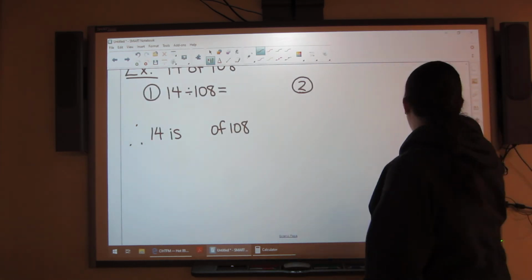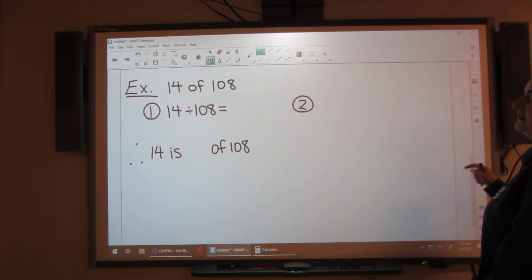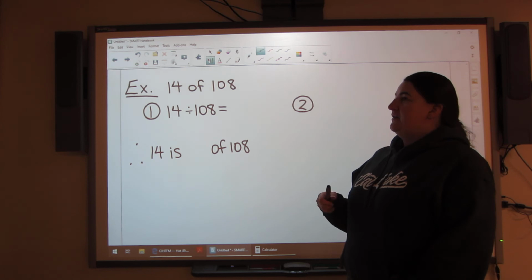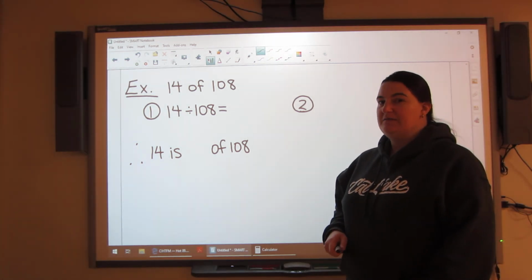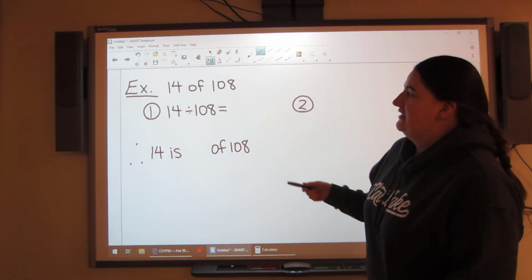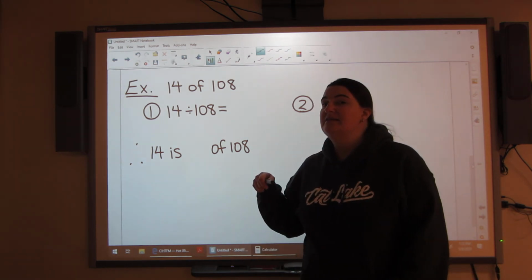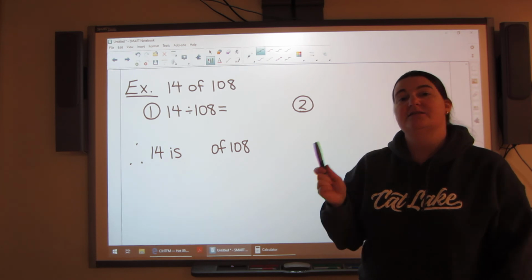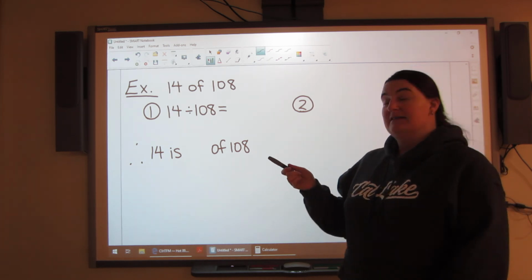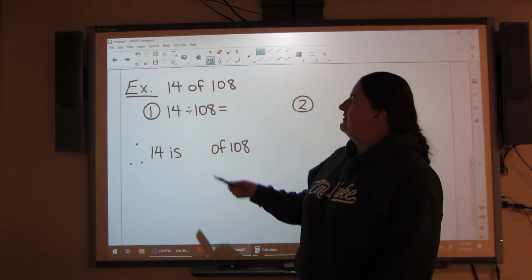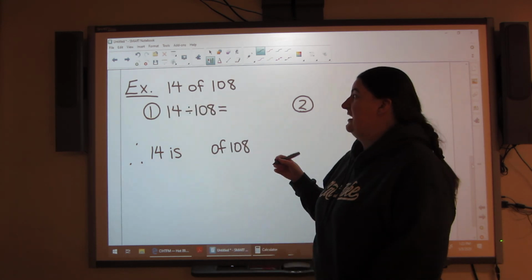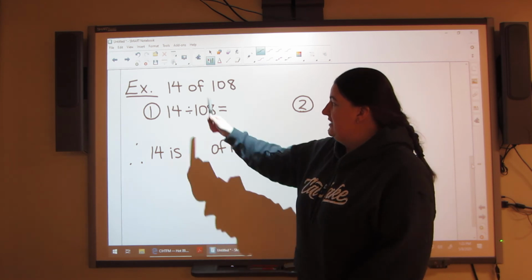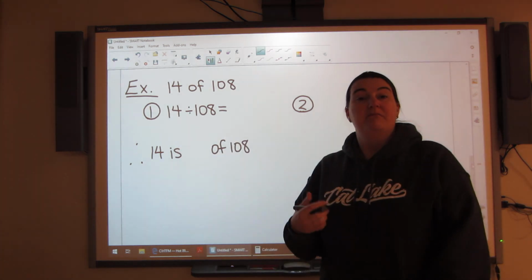Let's move this a little bit. 14 of 108. So in the previous examples, in the previous pages, they would have been asking you what 14% of 108 was, and then you would have had to change it to a decimal and times. This is kind of like the opposite, where you've got 14 of 108. What is that percent? So you take your 14 and you divide it by 108.